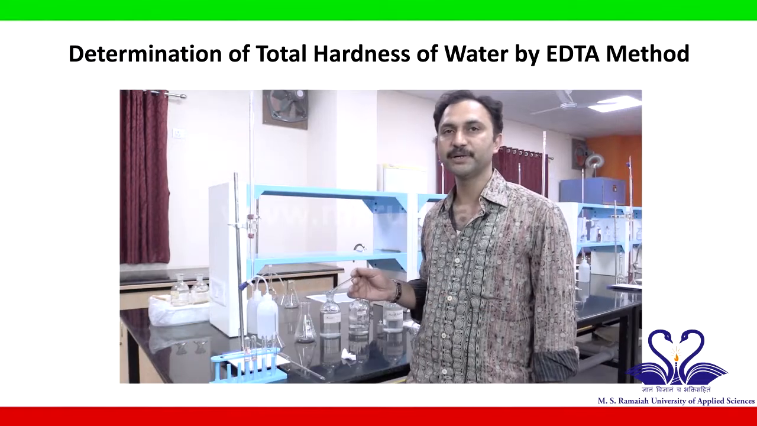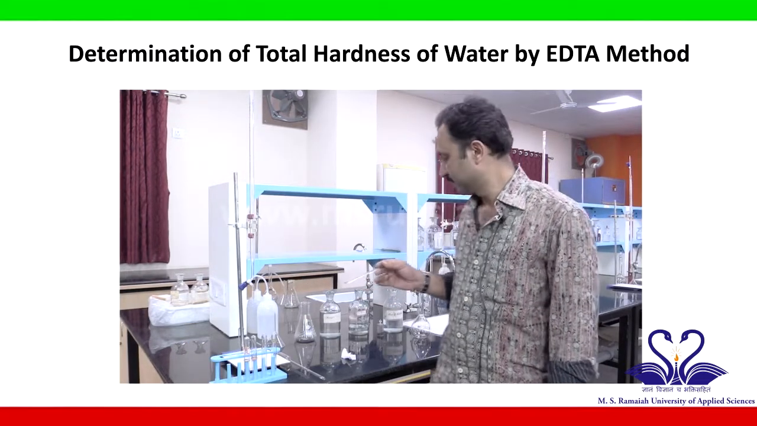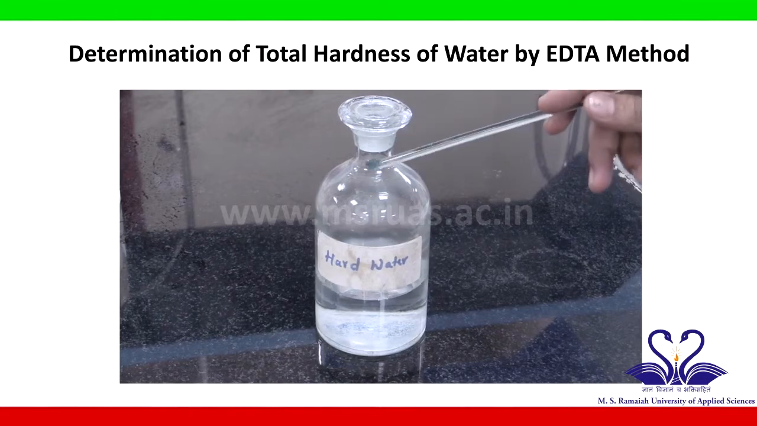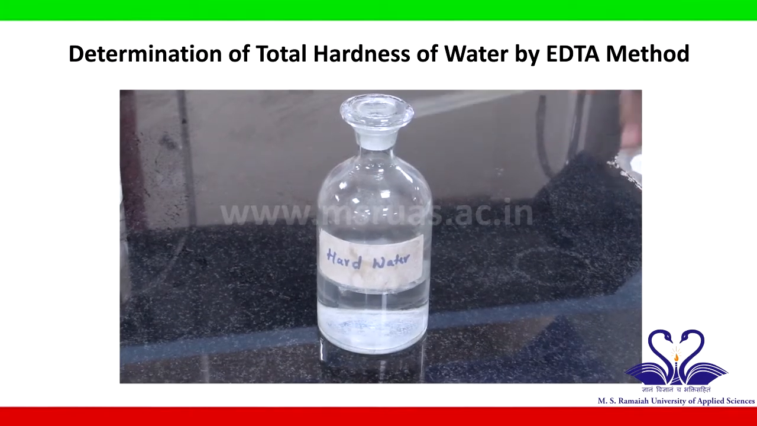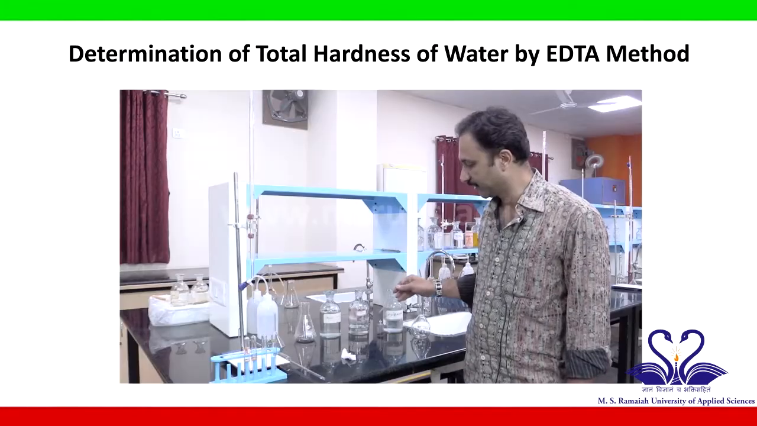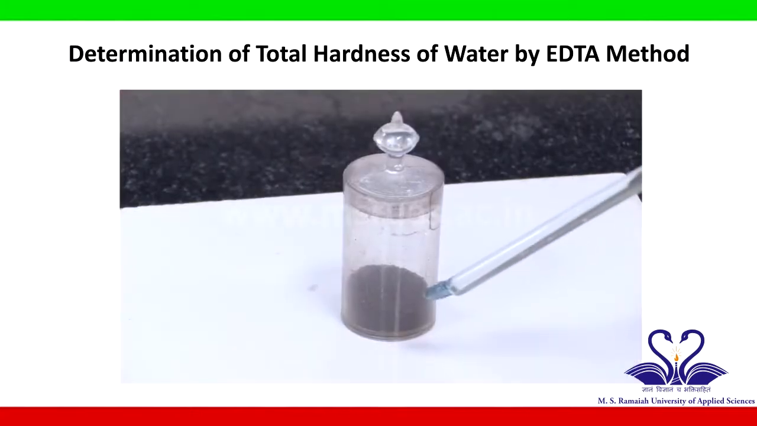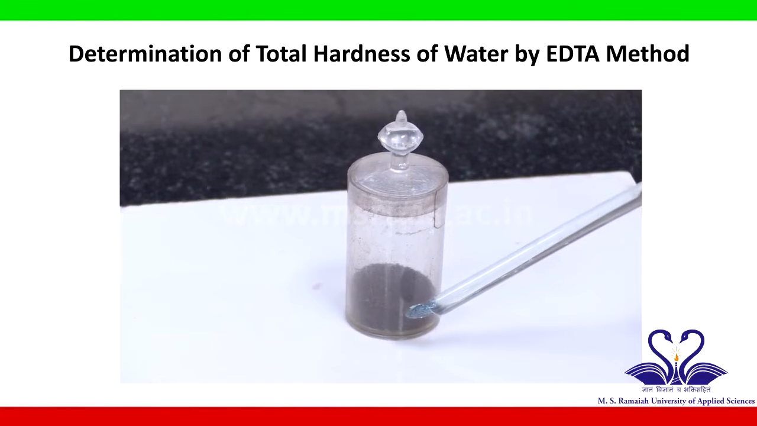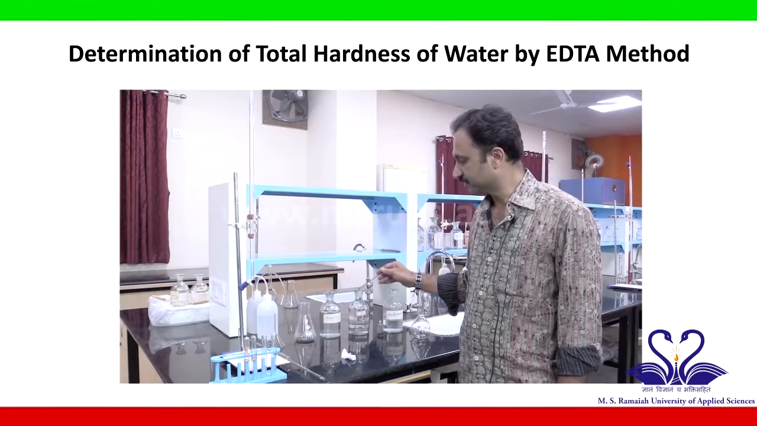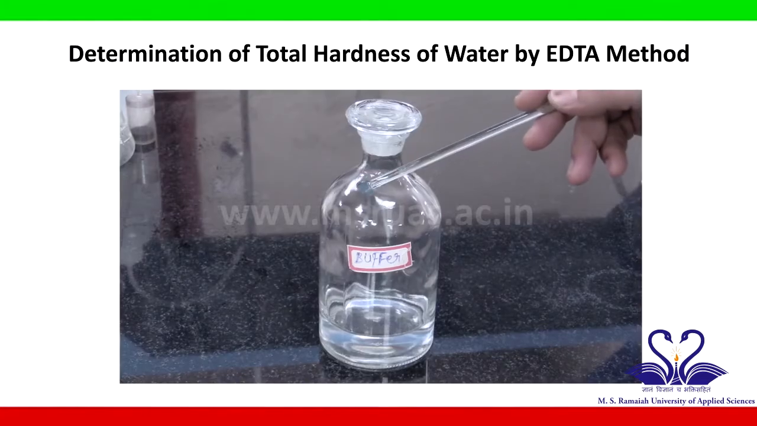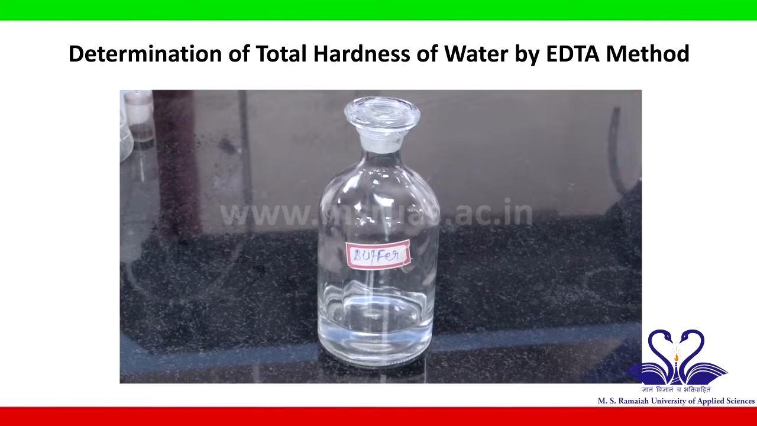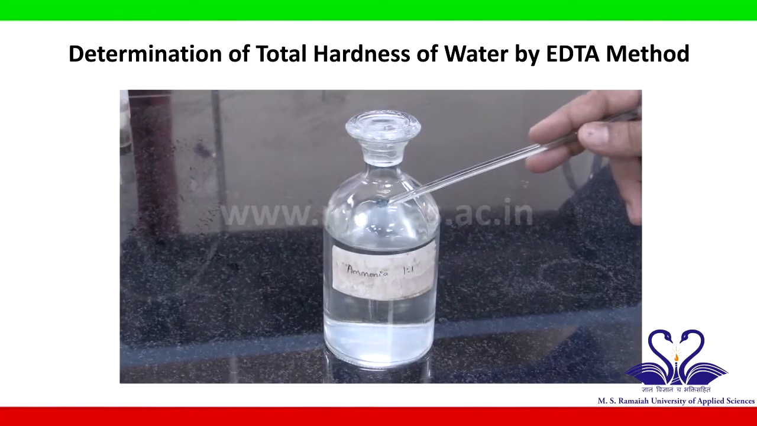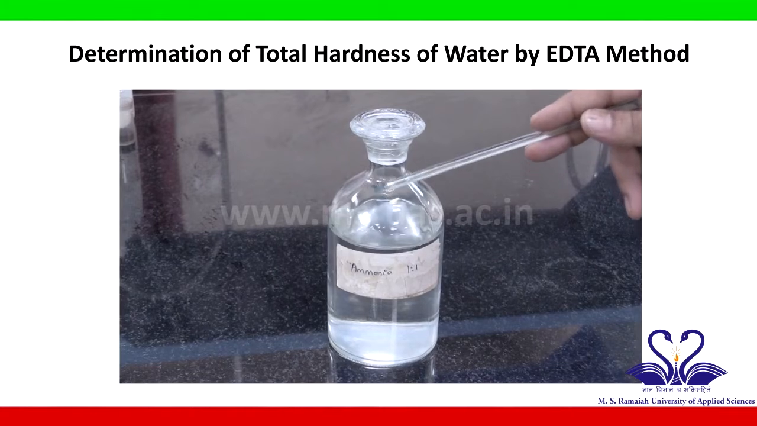The apparatus required to find out the hardness of water: we need a hard water sample to find out its hardness. An indicator, EBT, Eriochrome Black T. So this is also a complexometric titration. Buffer solution to maintain the pH of the hard water sample. Ammonia solution, 1:1 ammonia, to increase the solubility of EDTA.